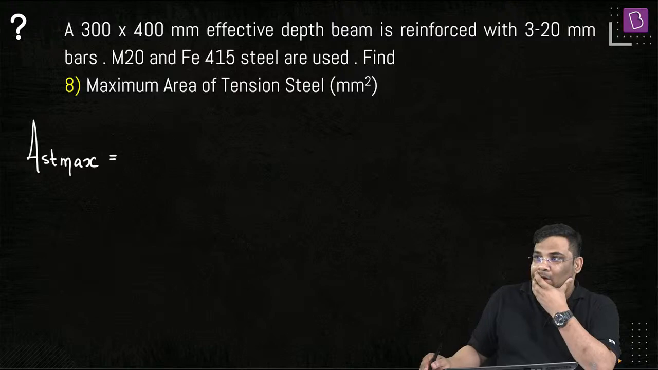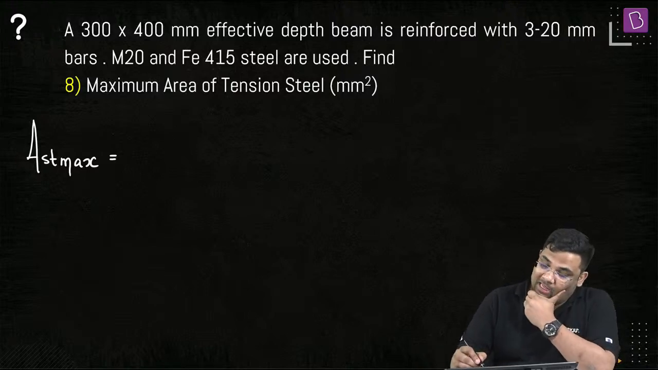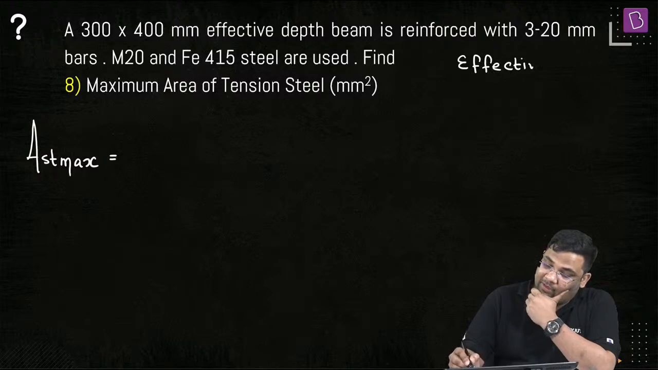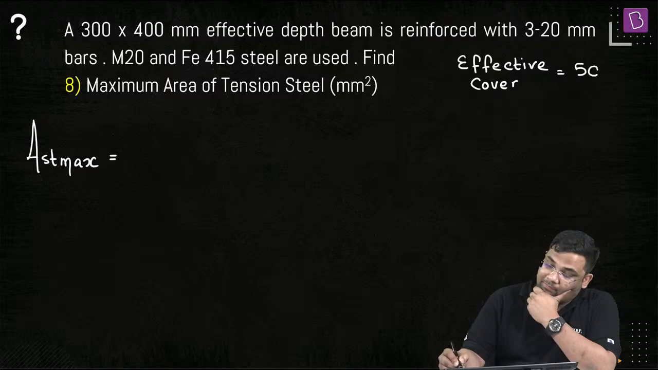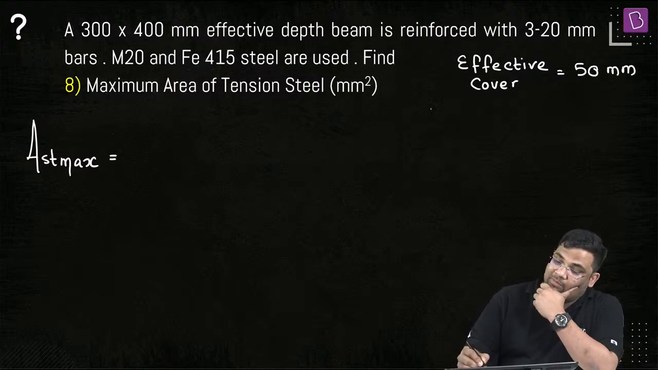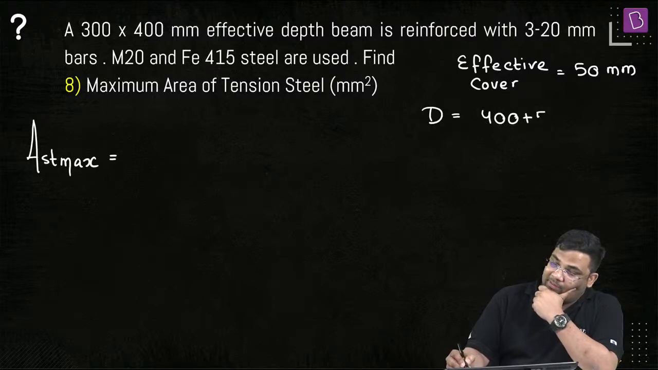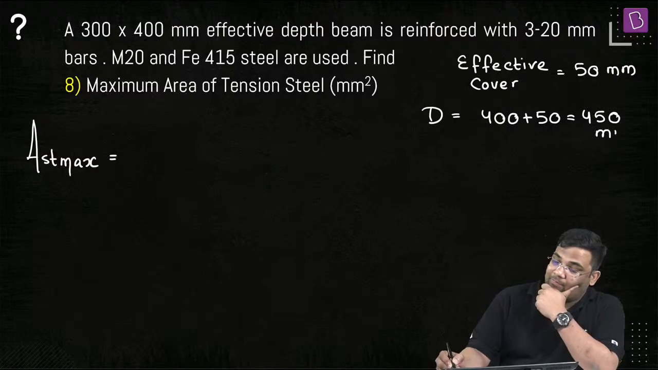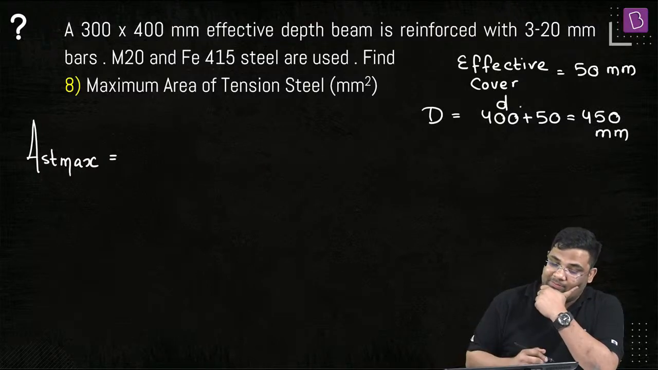Cover value? It is effective depth, na? Okay. So effective cover, suppose I am telling 50 mm. Very good. Effective cover is suppose 50 mm. So from that, total depth will be how much? 400 plus 50. So how much it is? 450 mm. Okay. Because this will be total effective depth.